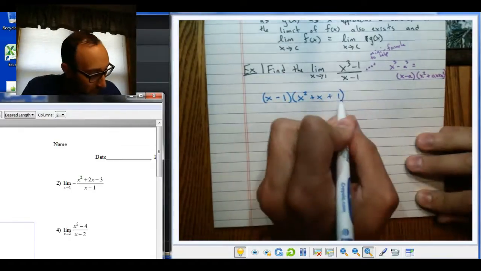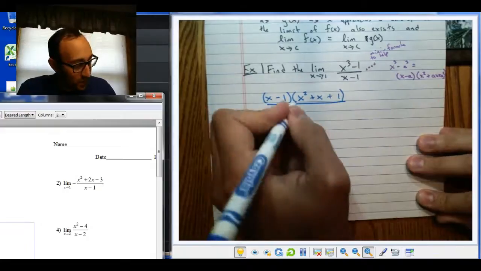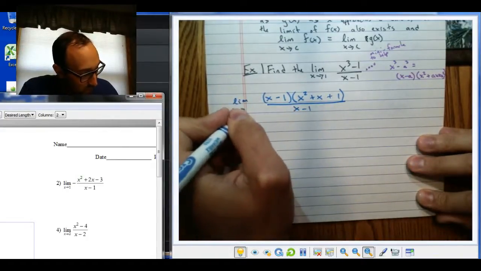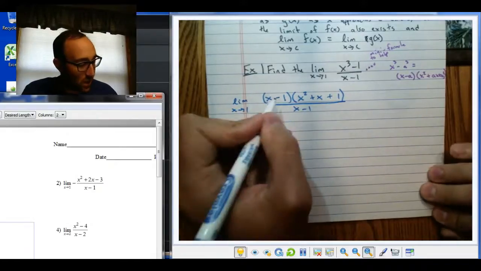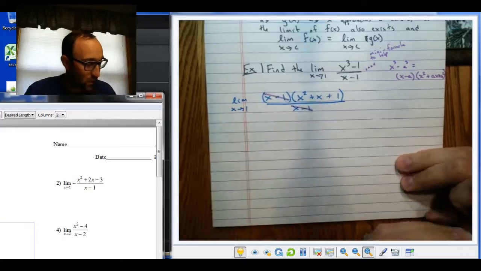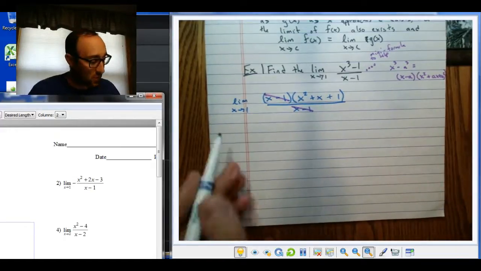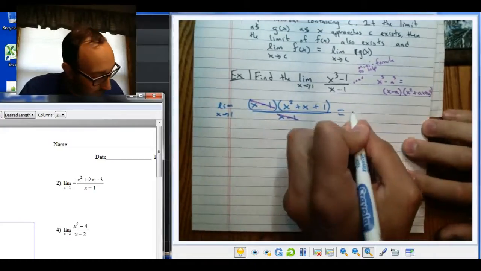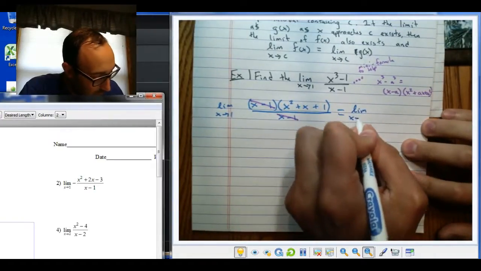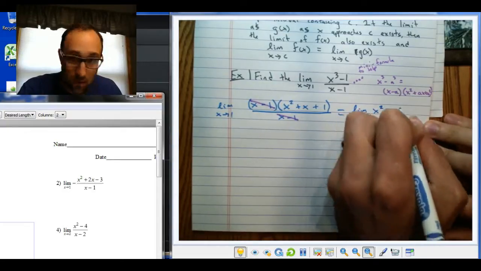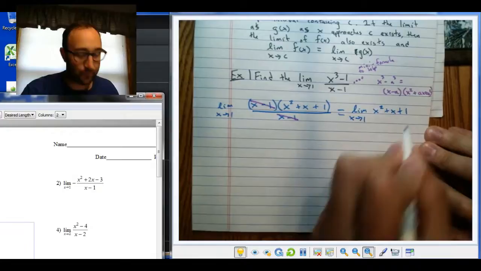That's my numerator, and then I divide that by x minus 1, and I take the limit as x approaches 1 of this. And what's nice is that x minus 1 and x minus 1 cancel out. So our original limit is going to be the same as the limit as x approaches 1 of x squared plus x plus 1.